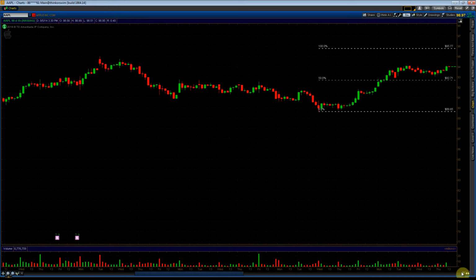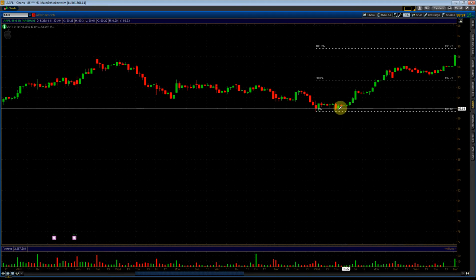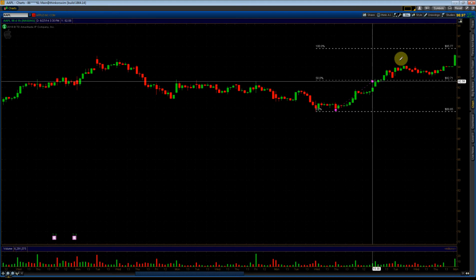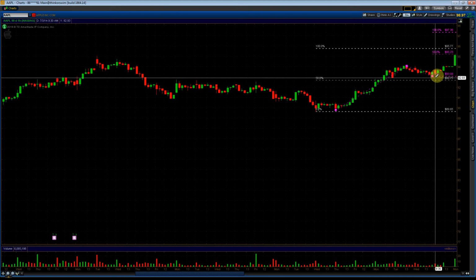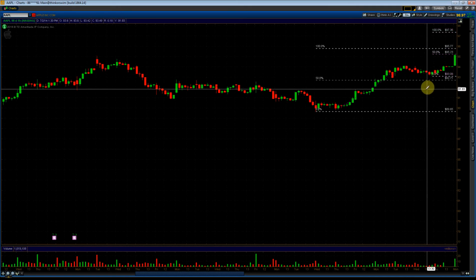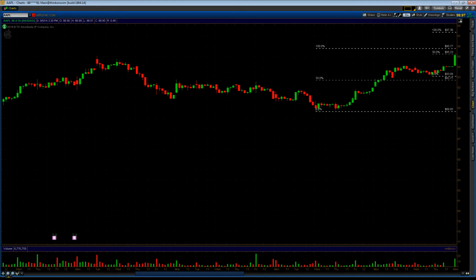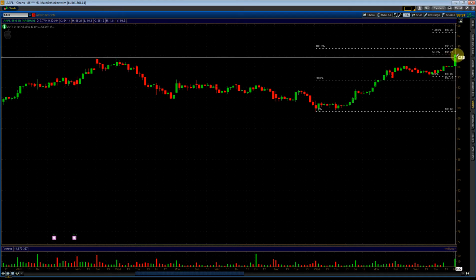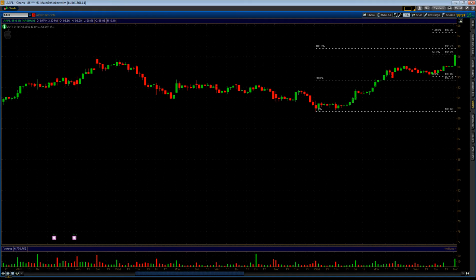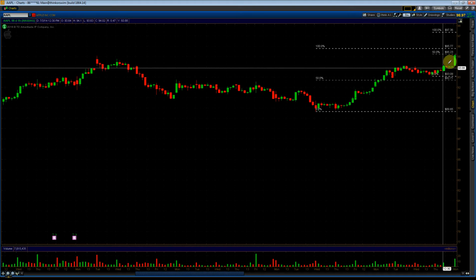If I break that resistance, whoa, well, I got a low right here. I made a high and then I made a new low. I might want to take another entry here for the potential at a higher move to another Fibonacci set.